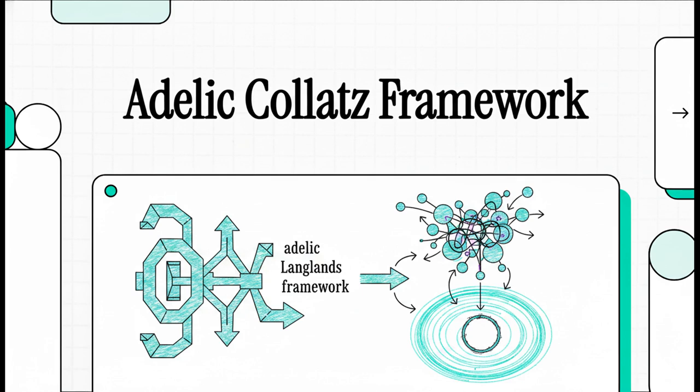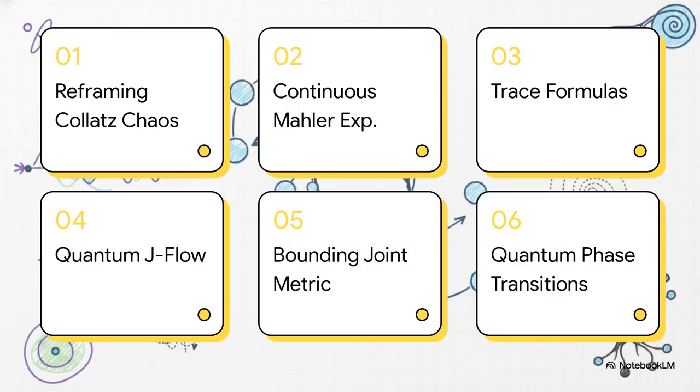But in this explainer, we are going to look at the exact mechanics of how a global quantum flow actually forces all that chaos into a perfect, predictable loop. Here is the roadmap for today's explainer. We'll start by reframing the Collatz chaos, then move through the continuous Mahler expansion, hit the trace formulas, explore quantum J-flow stabilization and the joint metric, and finally, we'll map these equations directly onto quantum phase transitions.